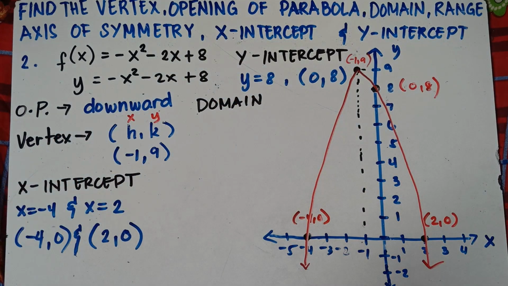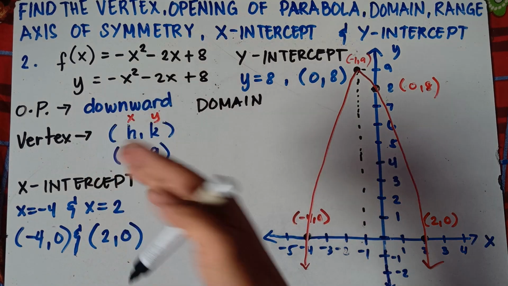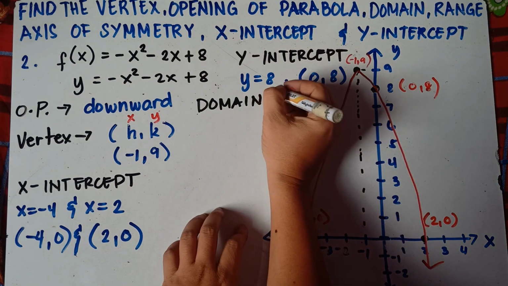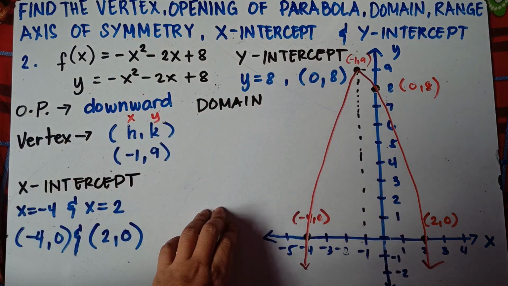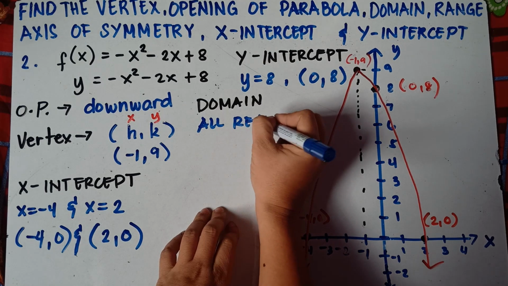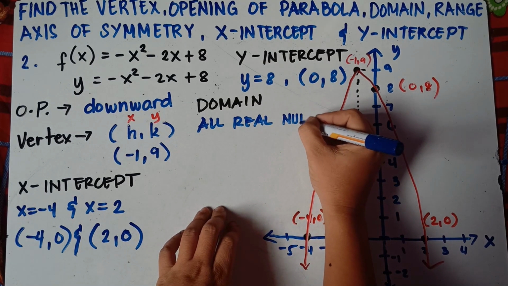So therefore, all of the x will be included, positive and negative x values. But just always remember this one, class. If you have this kind of function, you don't have a square root, your domain, the answer should be always all real numbers. So your domain, the answer is all real numbers. So that's the answer, class, for the domain.